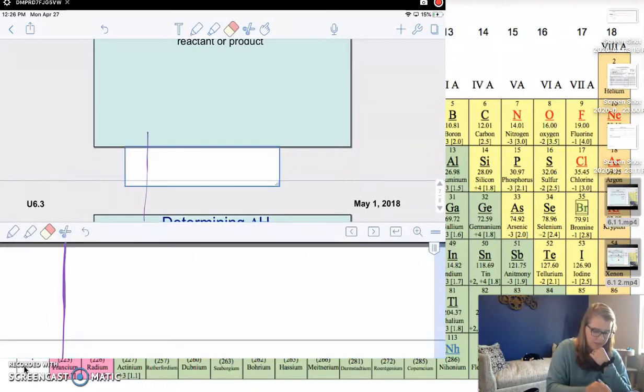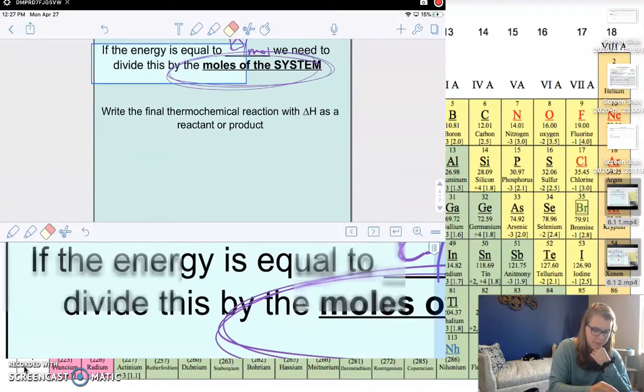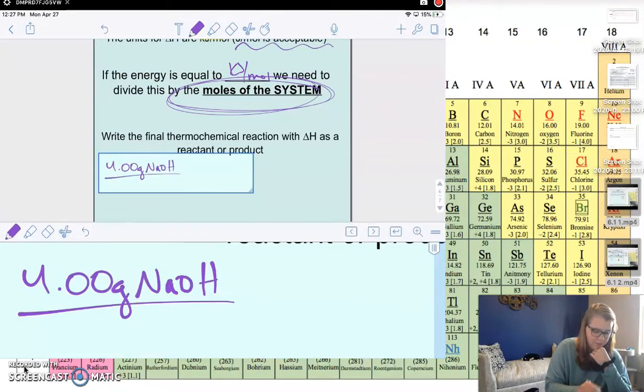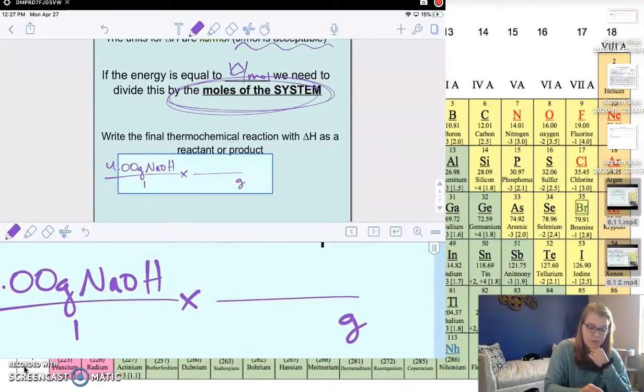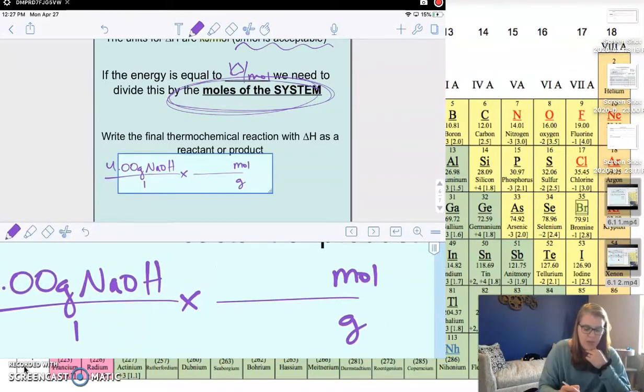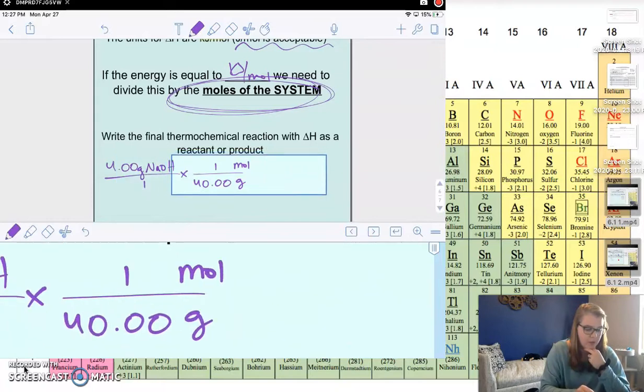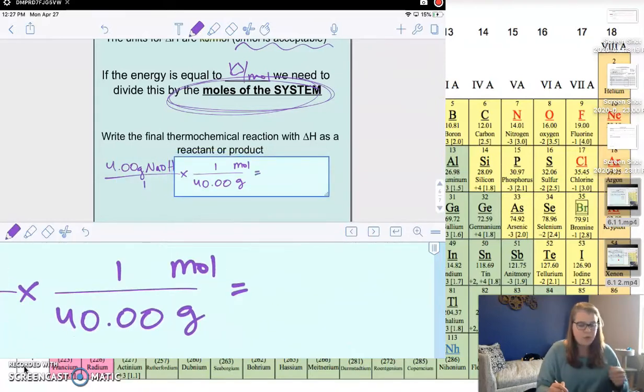We had 4 grams of NaOH. Let's get this to moles, because this is always kilojoules per mole. Adding up Na, O, and H gives you 40.00 grams of NaOH per 1 mole. 4 divided by 40, I am typing this in my calculator because my brain's not working. Yeah, 0.1, that makes sense.